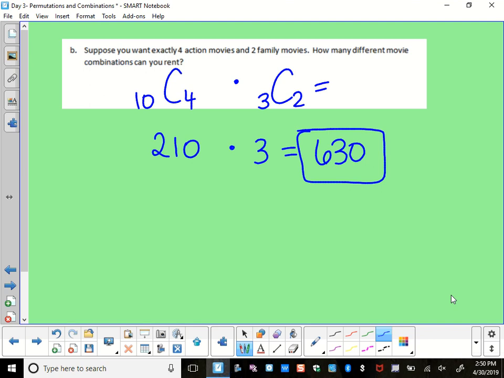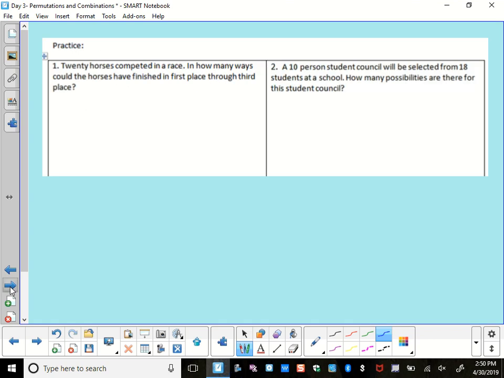All right, let's try to do a couple of the practice. I'm not going to do all of them, but we'll do a couple. All right, number 1 says 20 horses competed in a race. In how many ways could the horses have finished in first place through third place? All right, that place word is important. Do we have a C or a P? We P, because order matters.